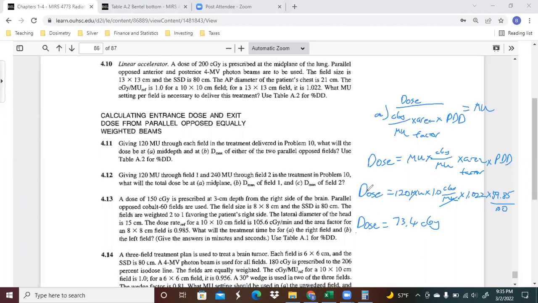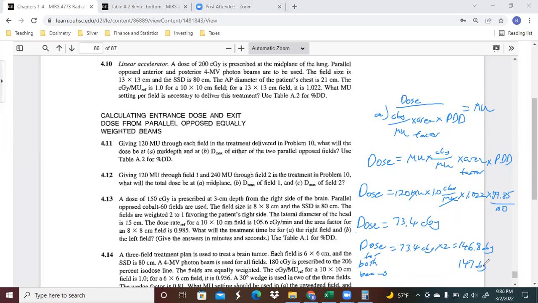And that's how many centigrade I have. Now, that's for one beam. Since I have two beams, the amount of dose is actually going to be, and I'm just going to put this down here, dose for both beams is going to be equal to 73.4 centigrade times 2. So 73 times 4 is going to be 146.8 centigrade, or if I ask you to round it, it would be 147 centigrade.